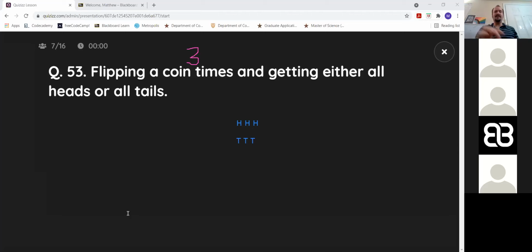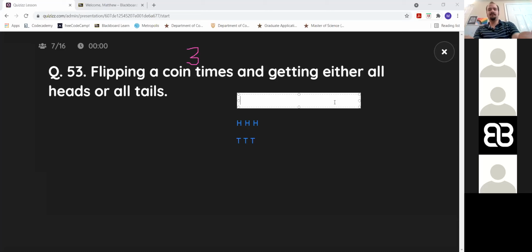How many different possible combinations are there of heads and tails if we do it 3 times? 6. If you flip 2 coins, how many different? If you flip 1 coin, how many different possibilities is there? 2. If you flip 2 coins, how many different possibilities are there? 4. And if you flip 3 coins, how many different possibilities are there? 6.